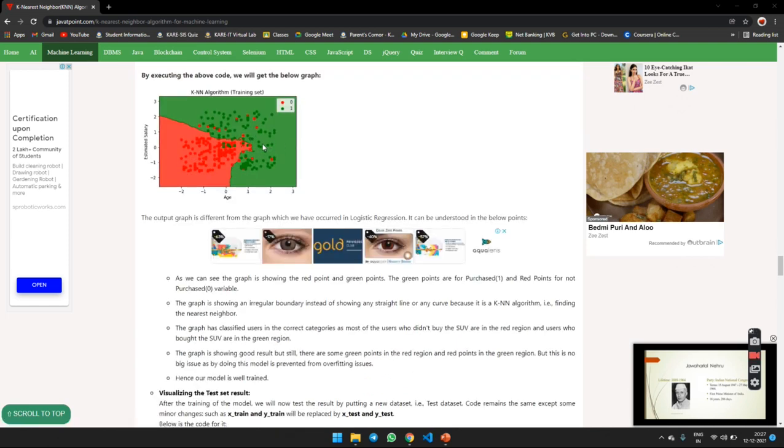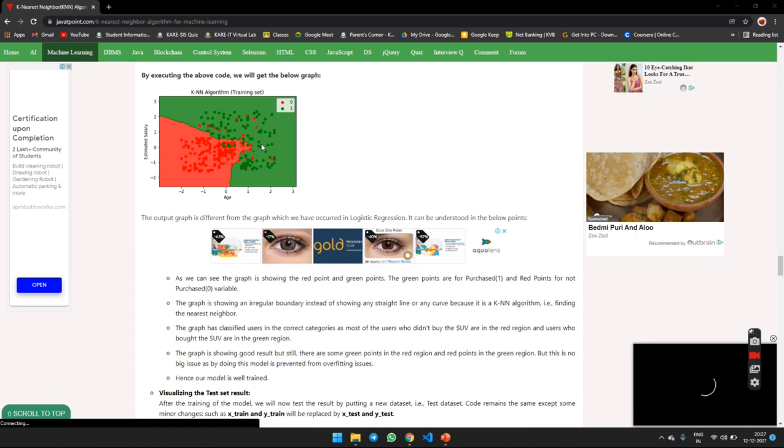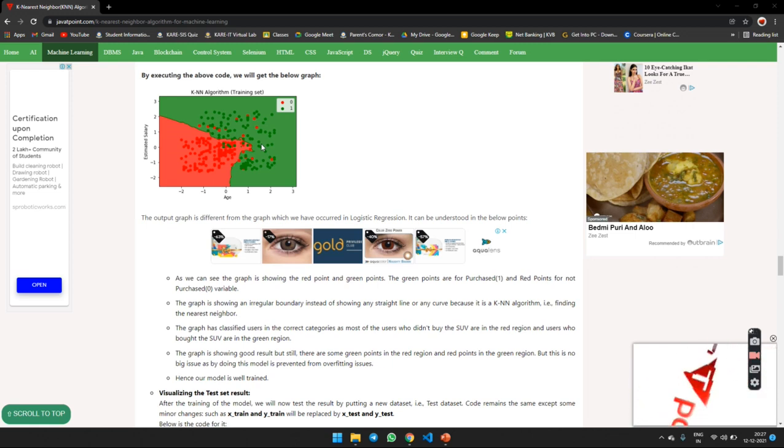This is the output, different from the graph we got in logistic regression. It can be understood from the performance below. As we have seen, the graph shows red points and green points. The green points are purchased, 1, and the red points are not purchased, 0. The graph shows an irregular boundary instead of a straight line or a curve, because the k-NN algorithm finds the nearest neighbors.